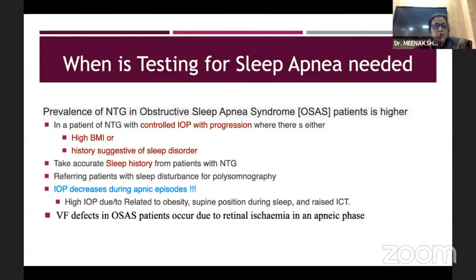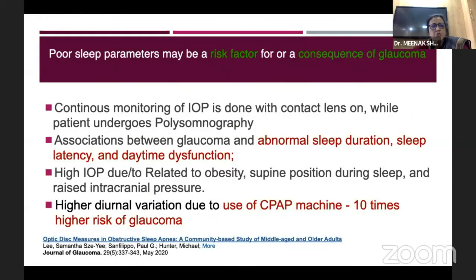So the high IOP was actually found more related to obesity, the supine position during sleep, and raised ICT. So what they found was that the visual field defects were actually due to retinal ischemia in the apneic phase and not due to the IOP changes.